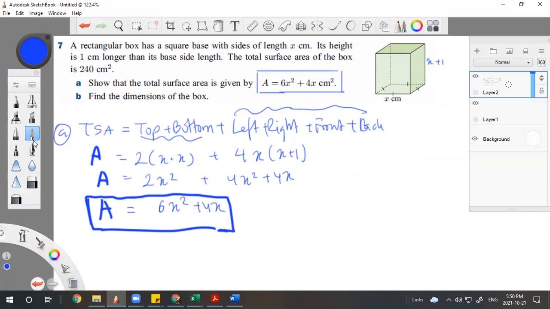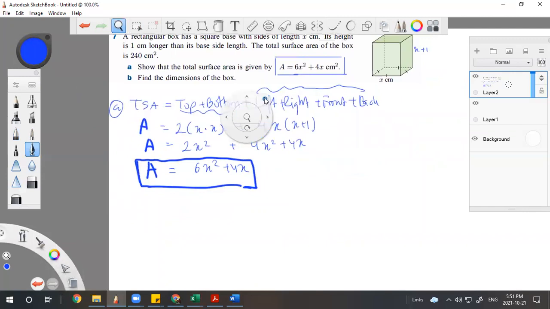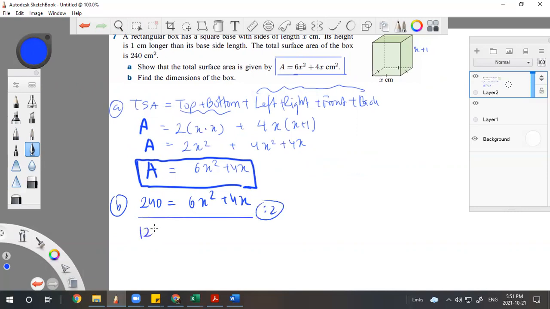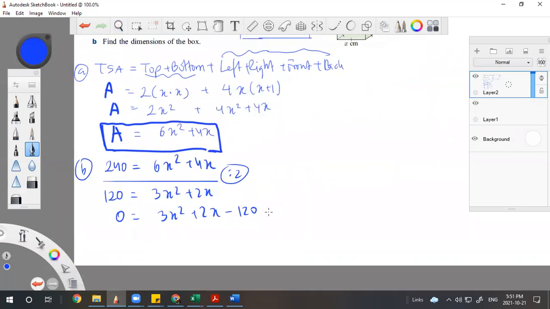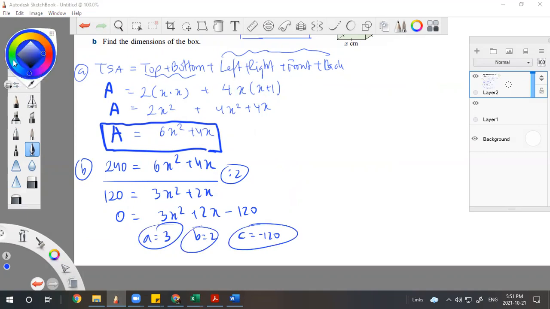And for question B, find the dimensions of the box. So what you need to do is put the area: 240 equals 6x squared plus 4x. I'm quite annoyed with this number, so I divide everything by 2. 120 equals 3x squared plus 2x. So 0 equals 3x squared plus 2x minus 120. Can you find the value of x? Yes, simply use the formula with a equals 3, b equals 2, c equals negative 120. If you are too lazy to do the guess and check or the sum and product method, you can use this.